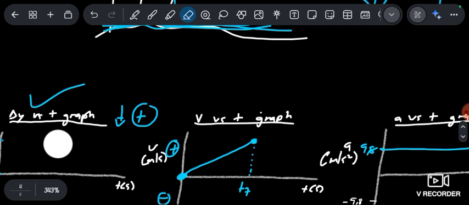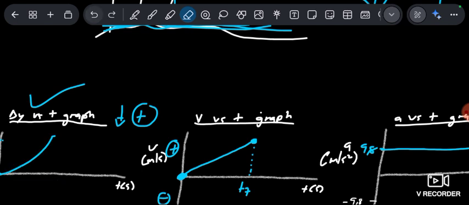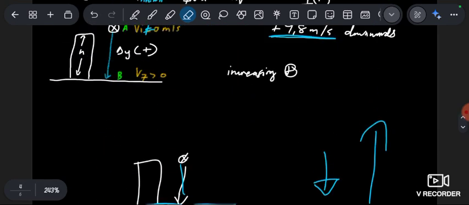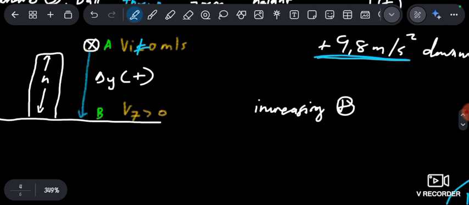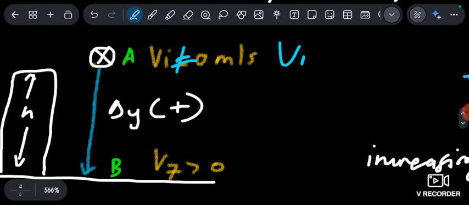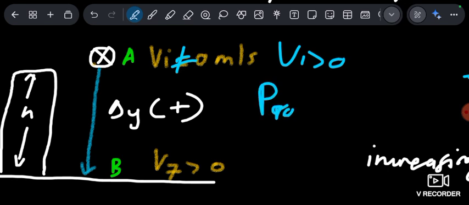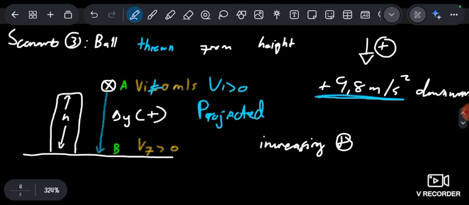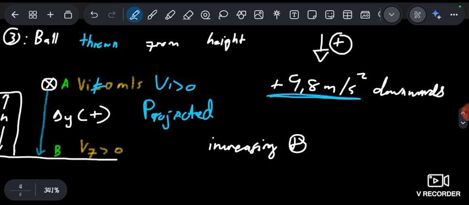The graphs, they won't change. This one will change. And this one also won't change. Now, if the velocity is greater than 0, so there is a velocity, right? The ball is now projected. It is given an initial velocity. It is thrown. It is given an initial velocity, right?